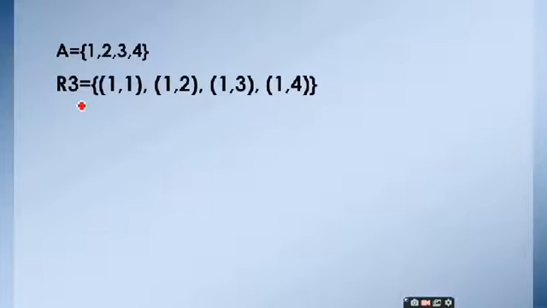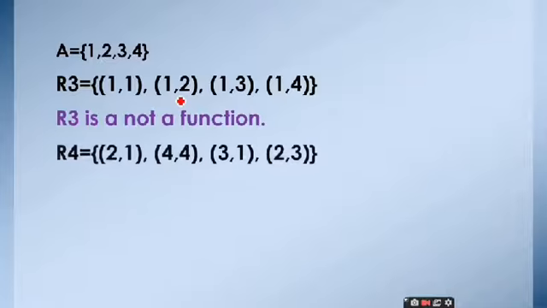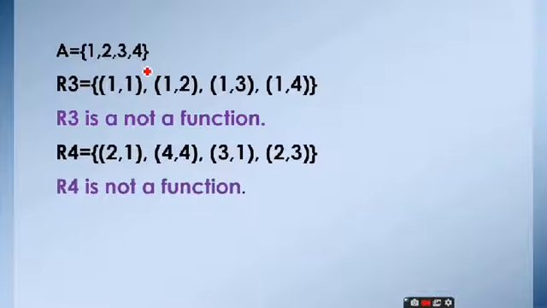Now we have the third relation. In the third relation we have (1,1), (1,2), (1,3) and (1,4). If we see the first condition of the function, the domain is not equal to set A, because in this relation the domain is the same element. So this is not a function. Now we have relation 4. In relation 4 we have (2,1), (4,4), (3,1), (2,3), and if we see, the domain is 2, 4, 3, and it is not equal to set A. So this relation is also not a function.